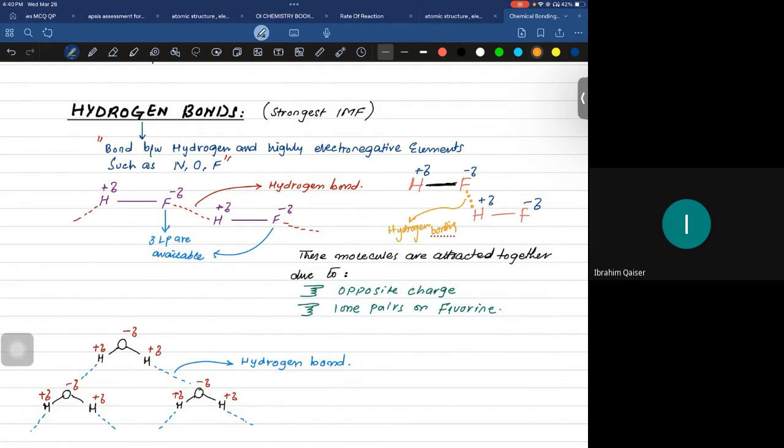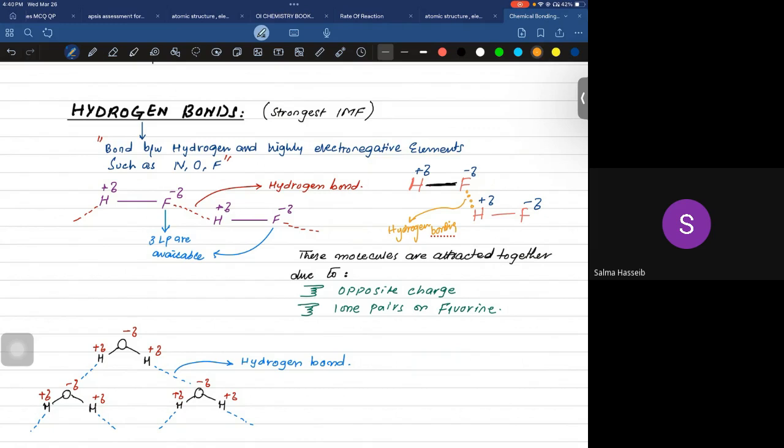Sir, what's the difference between intra and intermolecular forces? Intra means within the molecule, so this line is intra, in the molecule, and this dotted line is inter, between the molecules. That's the difference. Okay.